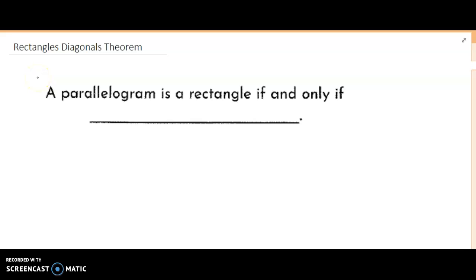There is a property that goes along with rectangles, okay? And it's covered under the rectangle's diagonals theorem, okay? So it has to do with the diagonals of the rectangle. So it says a parallelogram is a rectangle if and only if it has congruent diagonals.